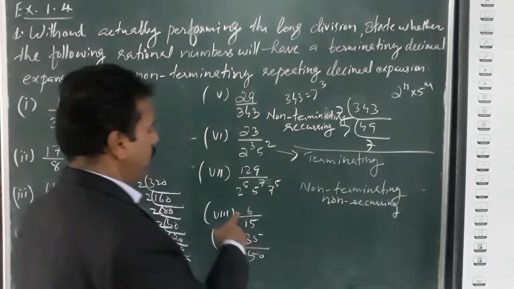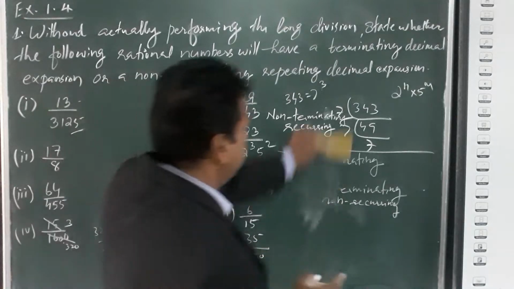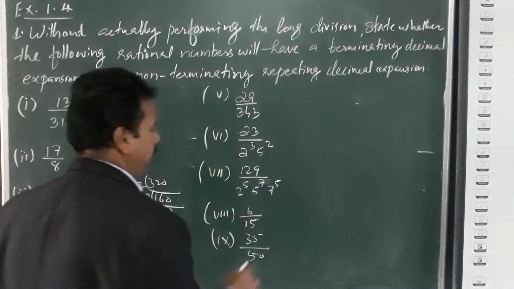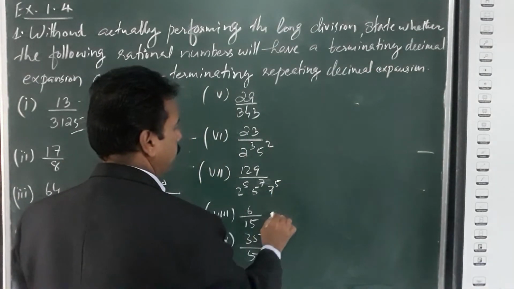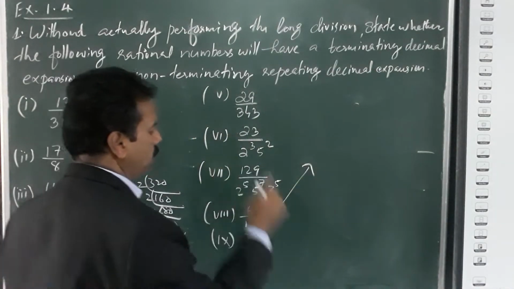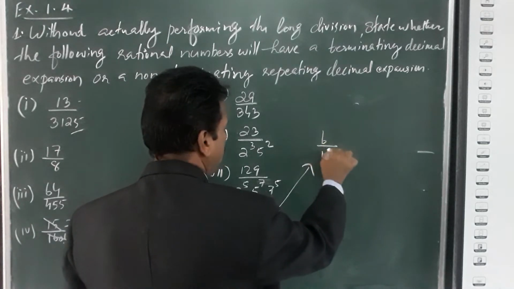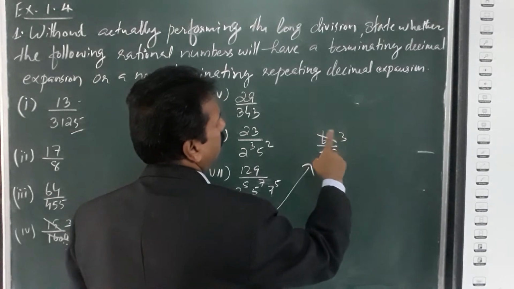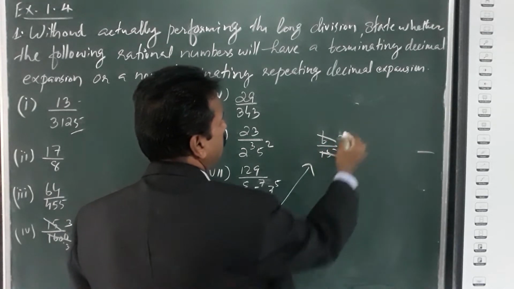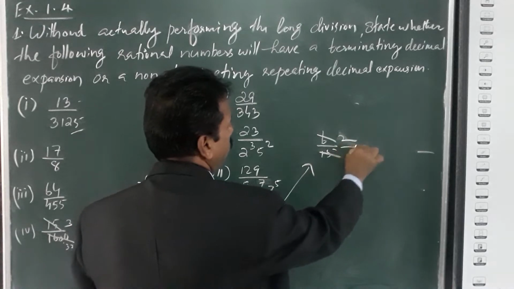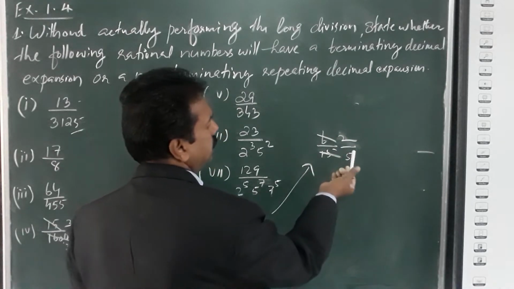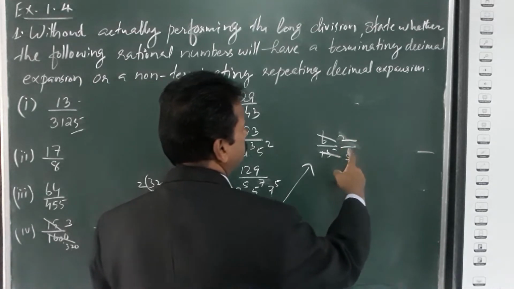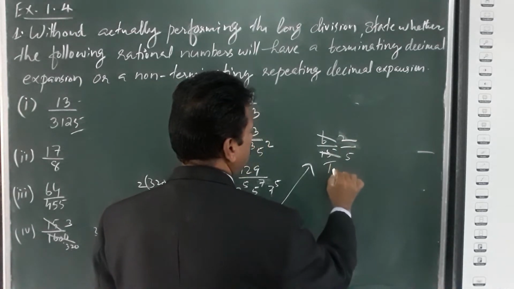Now we have to see question number 8 and 9. Question 8 is 6 by 15. Cancel the common factor: 3 times 2 and 3 times 5, so it is 2 by 5. The denominator has factors of 5 only. Therefore, it is terminating.